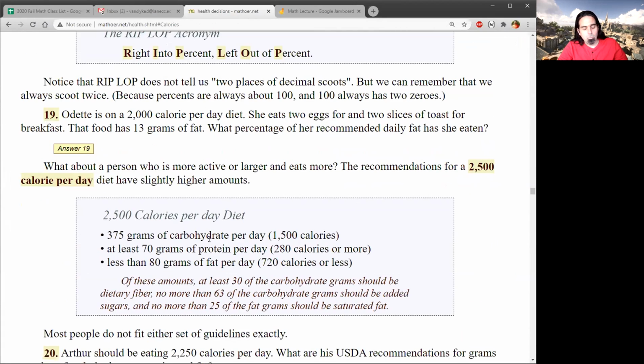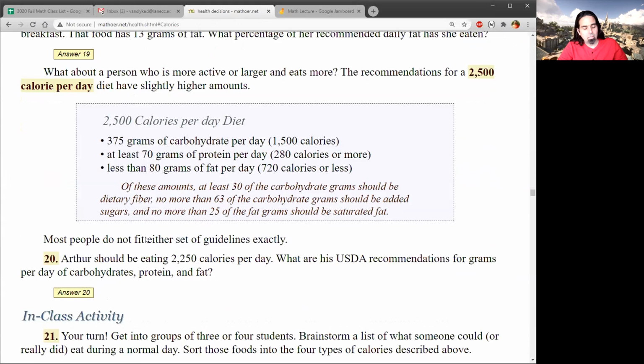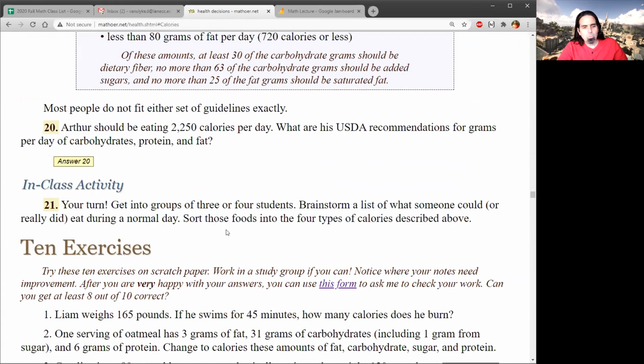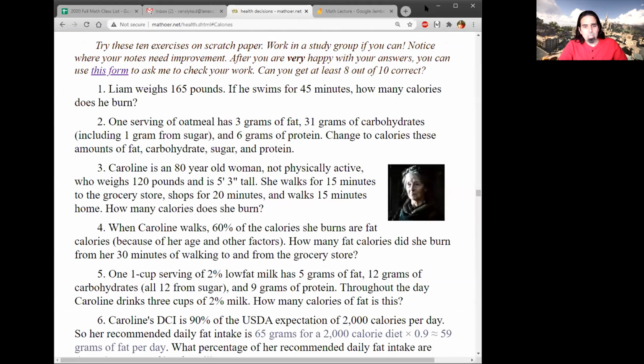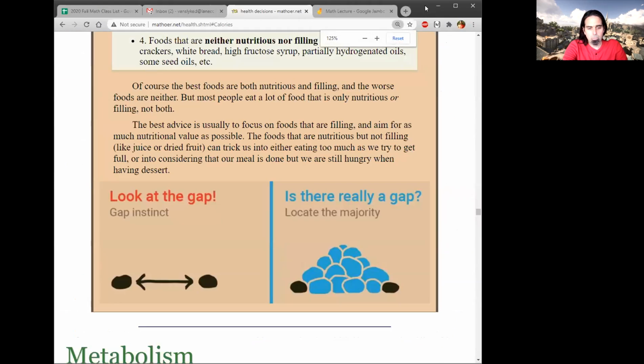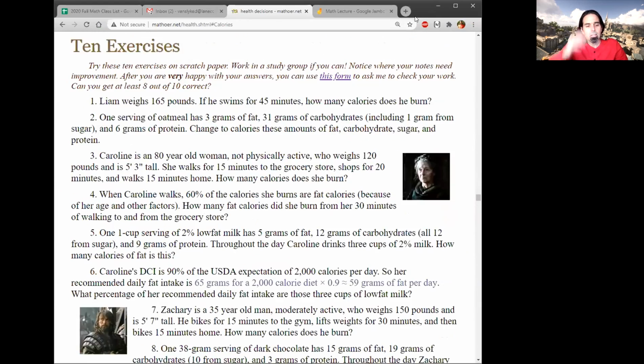If someone eats a little more, they have bigger numbers. And there we go. Okay, now I'm going to talk about the 10 problems and make this a little bit better fitting at the screen. That's still readable?